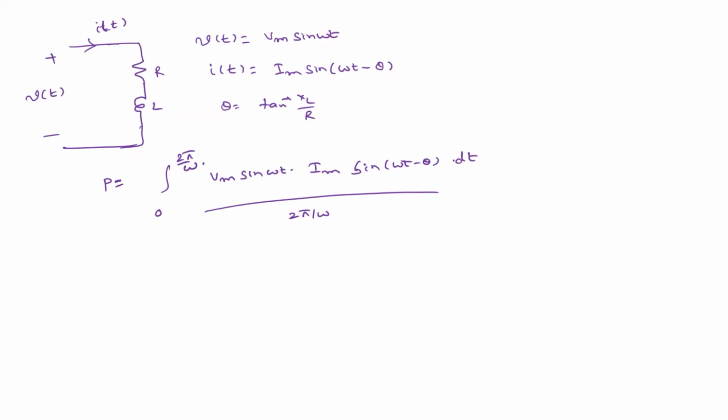2 pi by omega, right? So what is this value? So Vm Im whole upon 2 into cos theta. Yeah, correct. So it will be Vm Im by 2 cos theta. So we have other terms, that is Vm Im cos theta into 1 by 2 Vm Im cos 2 omega t minus theta. So that other term is present, but that average value will be 0. Right, that average value will be 0.